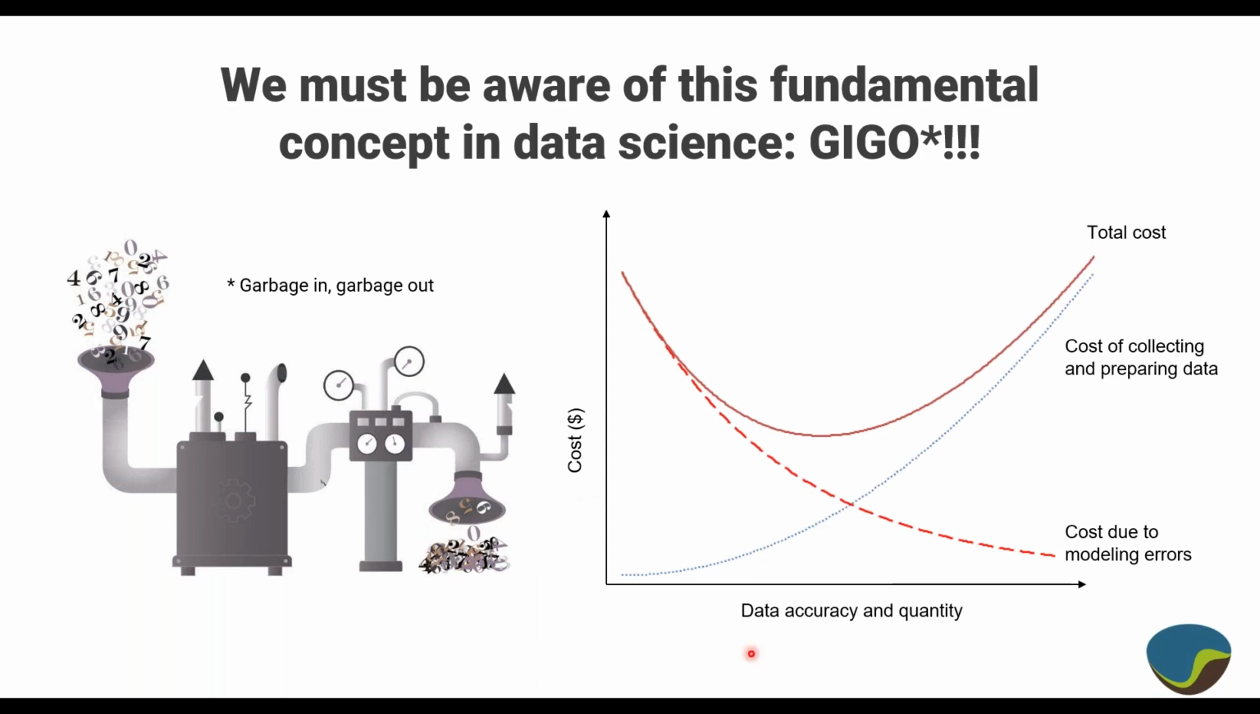So we've got two curves and then a sum of the curves, the total cost, at the top. In the blue dots, we've got the cost of collecting and preparing data. If we put no effort whatsoever into data collection and preparation, then we don't have to spend much money on it, but we'll have a large cost in the form of modeling errors. As we increase the amount of work we put into the data preparation, we increase the cost of that and we reduce the cost due to modeling errors.